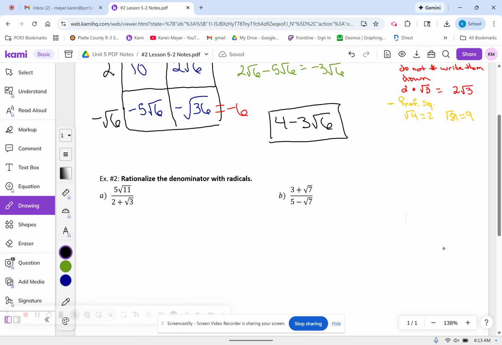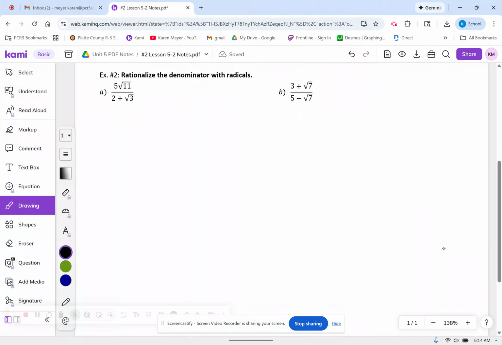Okay, your second example is going to move into division. And with division, if you could remember all the way back from first semester, we talked about division and we had i's. Kind of the same thing here.